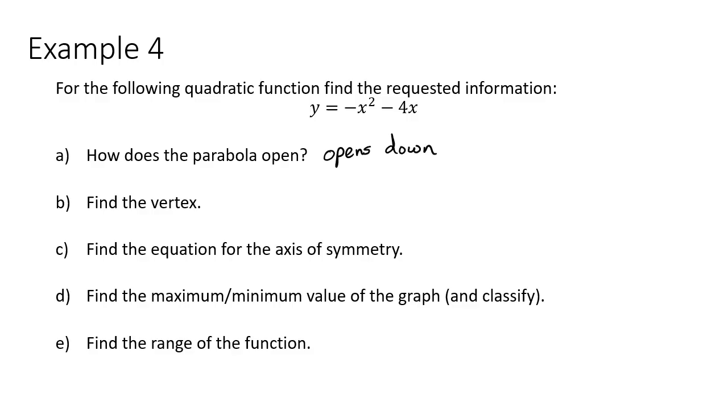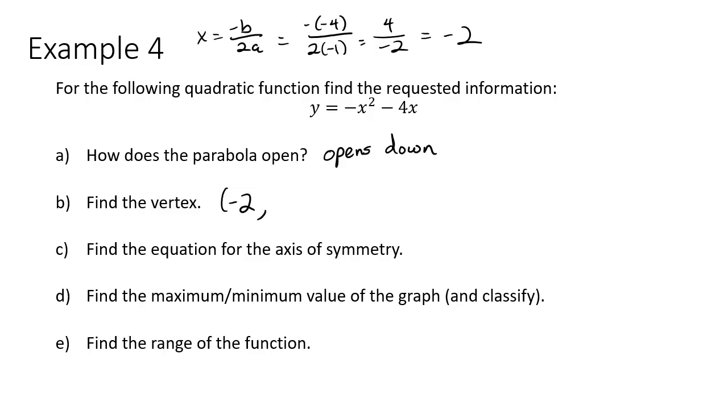Vertex requires a little bit more work. All right, so negative b, the coefficient of the x would be a negative 4 this time. So that's going to swap to becoming a positive 4, divided by 2a, the coefficient of x squared, which is a negative 2. And so a positive 4 divided by a negative 2 would give us a negative 2.